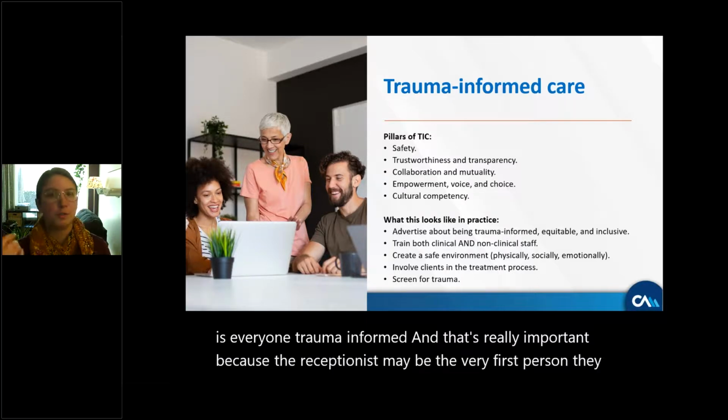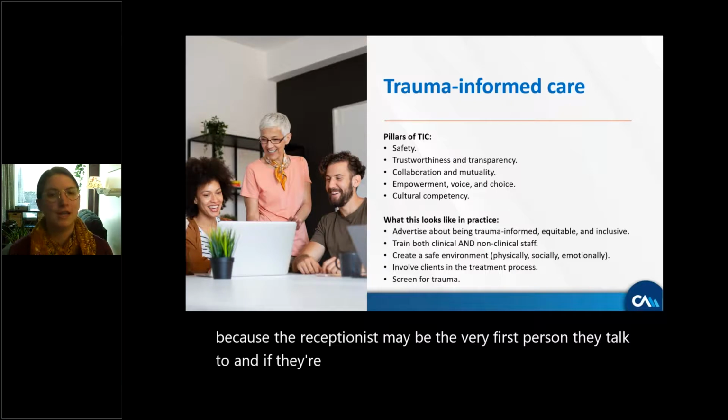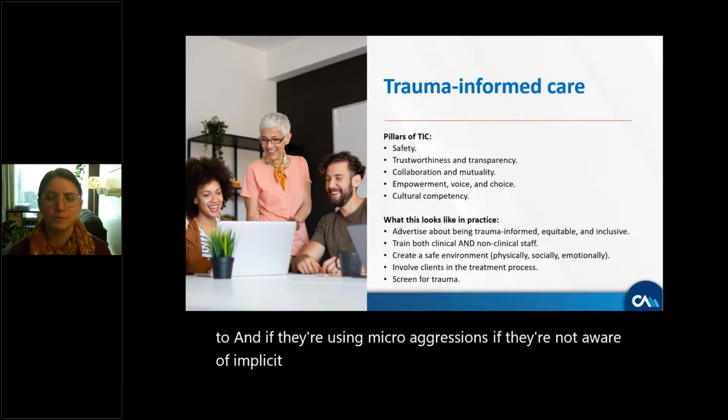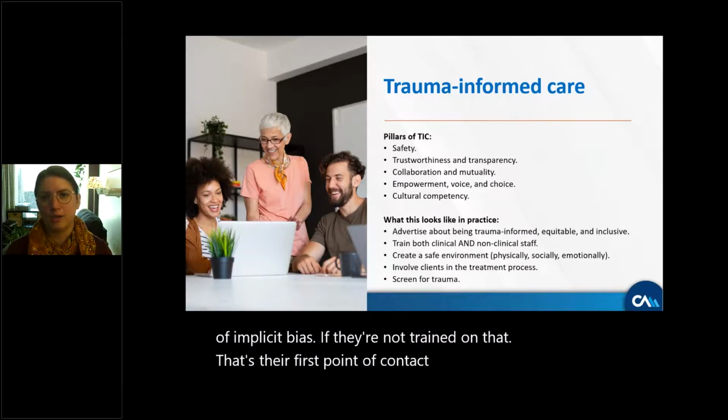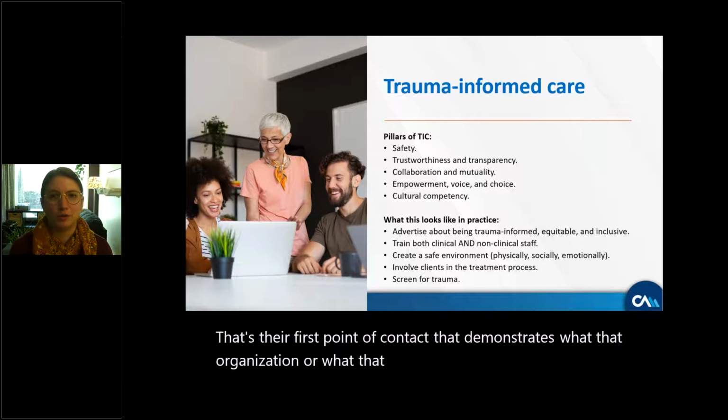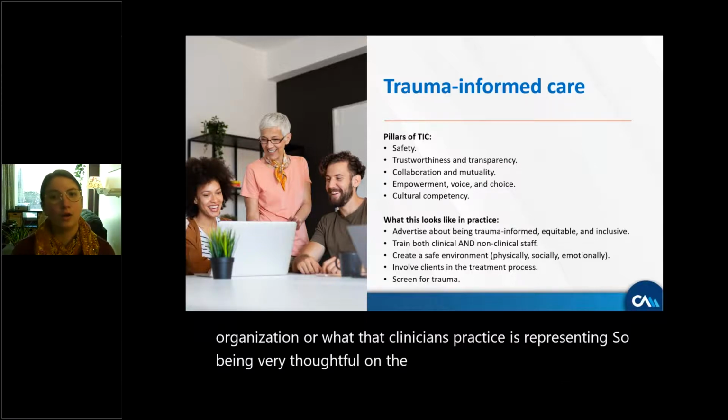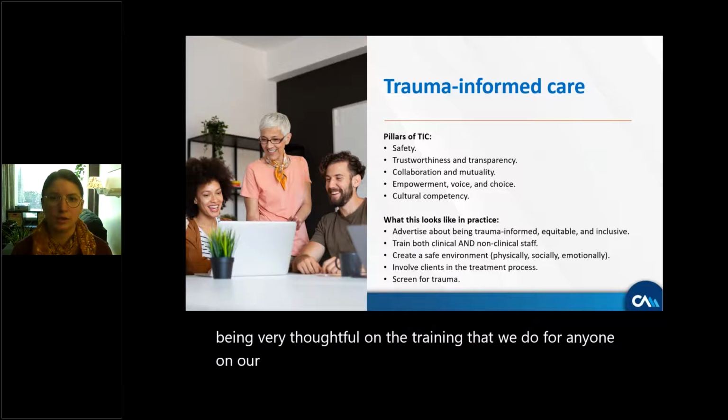And if they're using microaggressions, if they're not aware of implicit bias, if they're not trained on that, that's their first point of contact that demonstrates what that organization, or what that clinician's practice, is representing. So being very thoughtful on the training that we do for anyone on our team, regardless of whether they're clinical staff or not. And we've talked about some of these already.